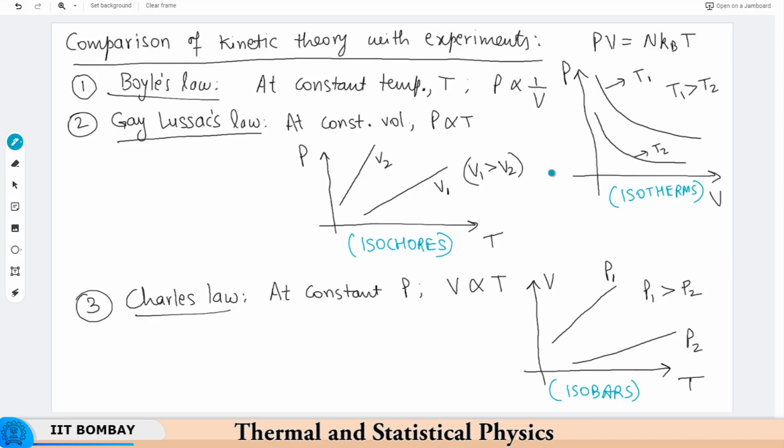Another implication of kinetic theory is as follows, which is known as Avogadro's law.